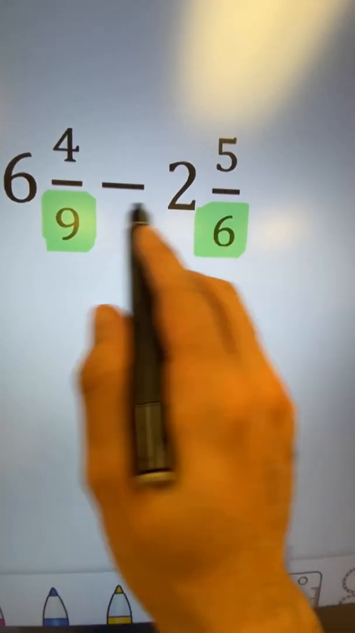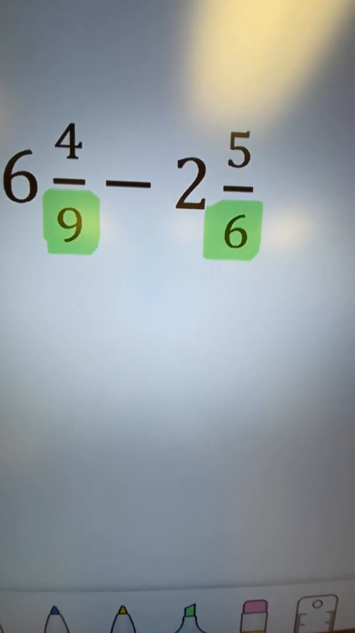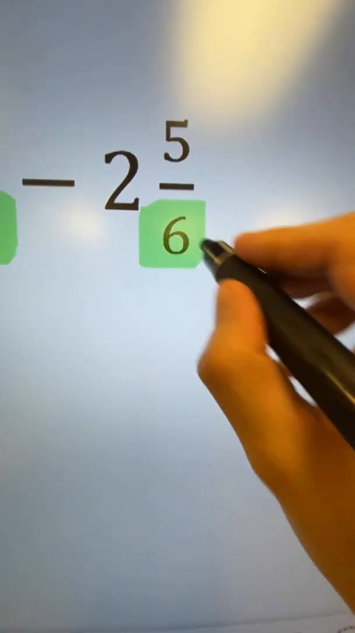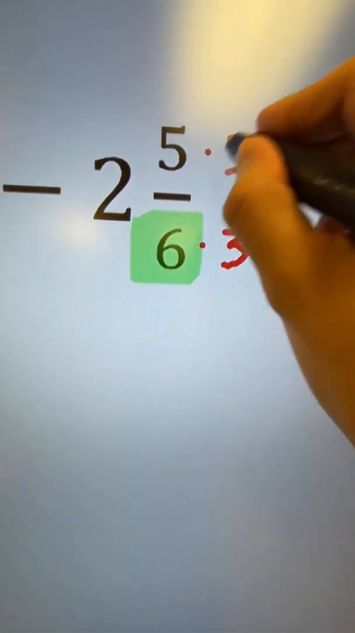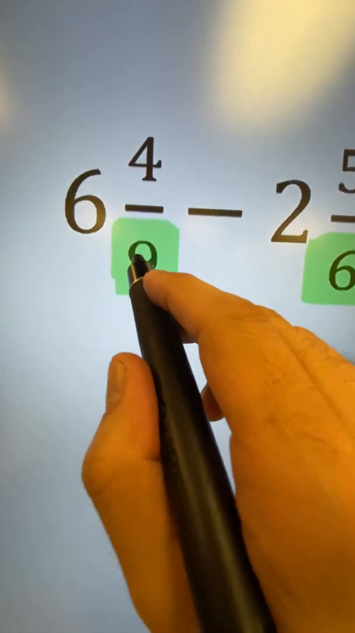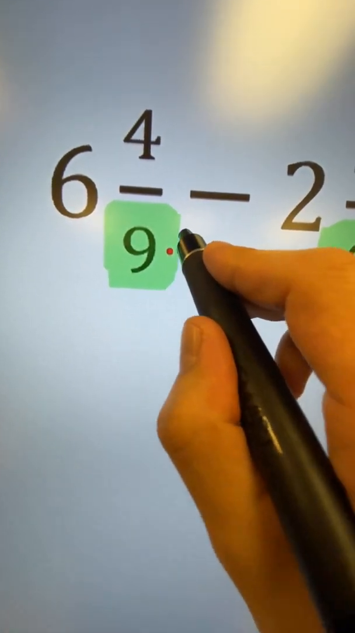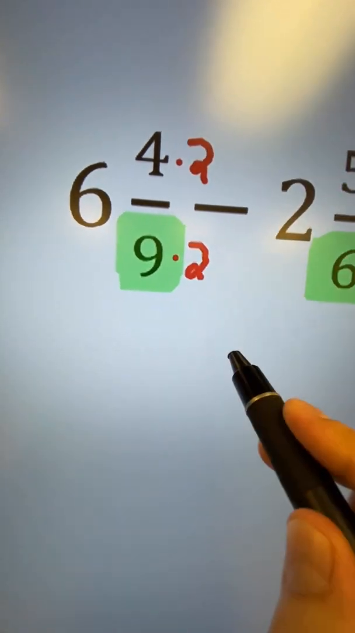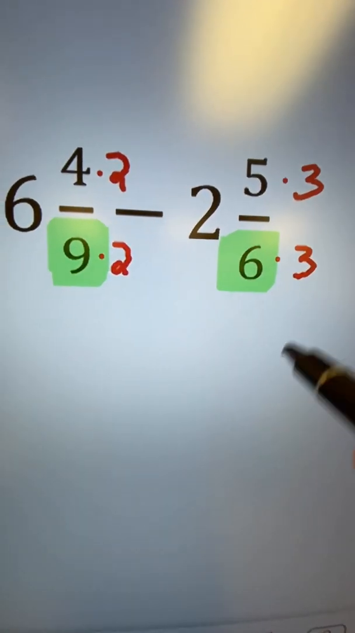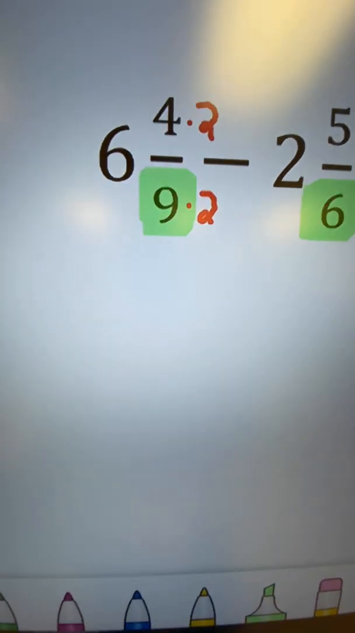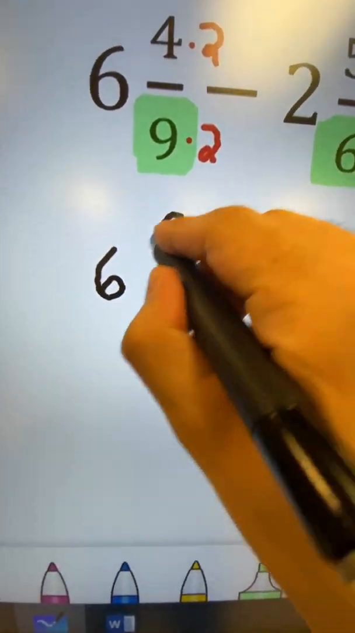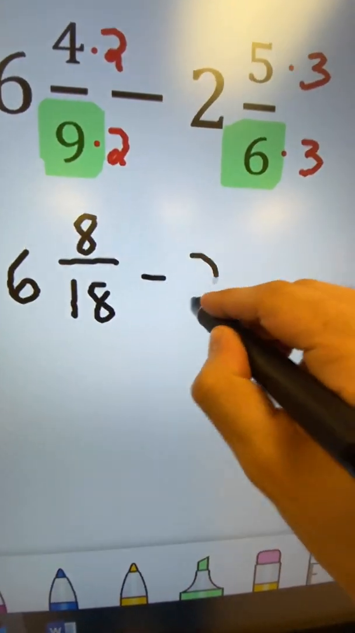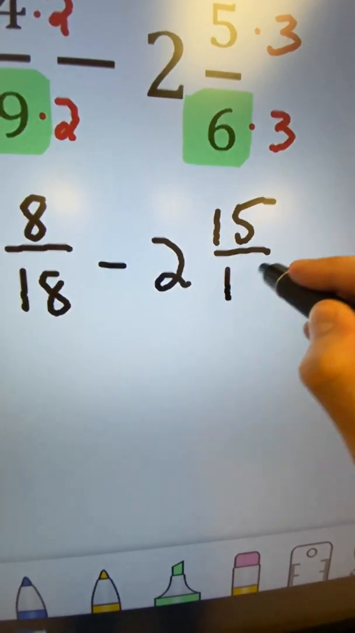So for this one, I look at 9 and 6. My least common multiple for 9 and 6 is actually going to be 18. So to make this 6 into an 18, I know I've got to multiply by 3, and I'll do the same to the numerator. And then to make this denominator into an 18, I'll multiply it by 2, and I'll do the same to the numerator as well. So again, watch the video, and I'll explain why you have to do the same thing to the top and the bottom. Now next, I'm going to simplify 6 and 8/18 minus 2 and 15/18.